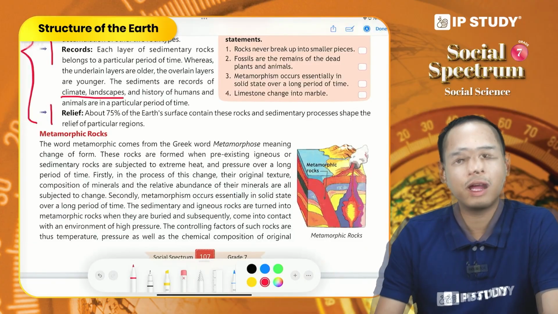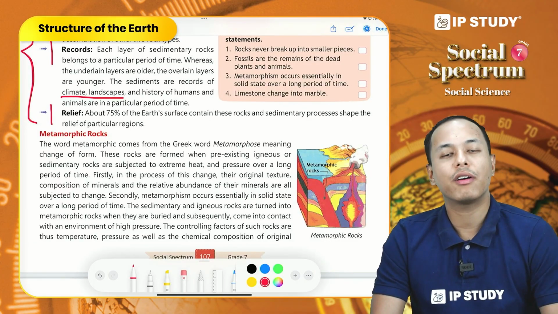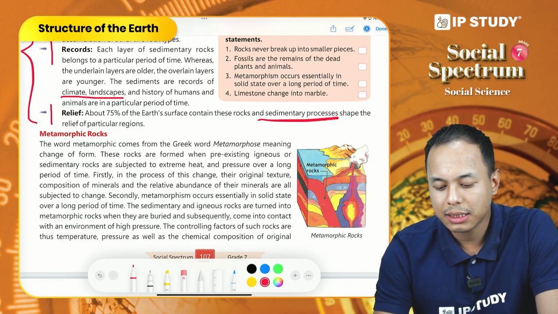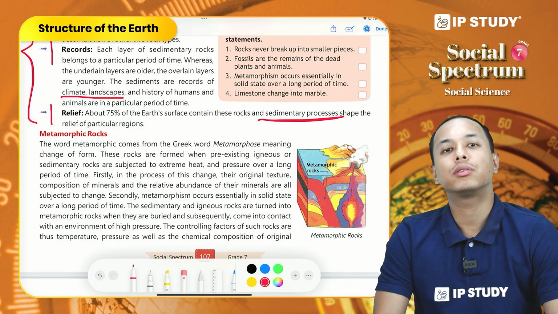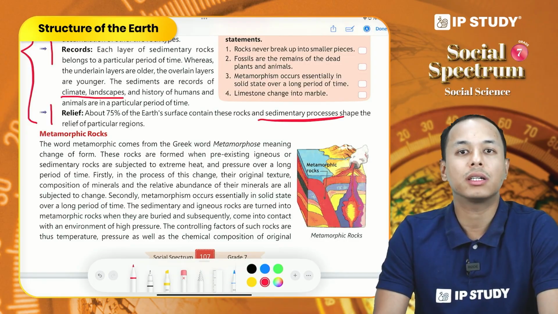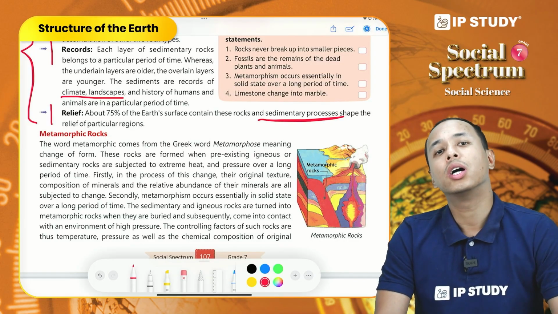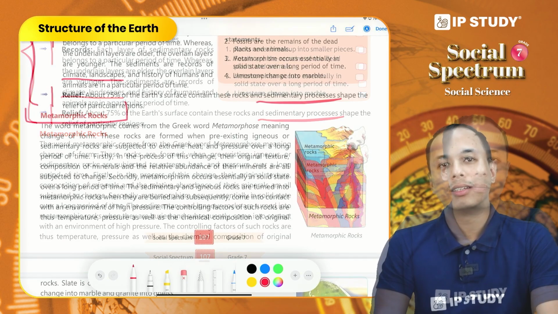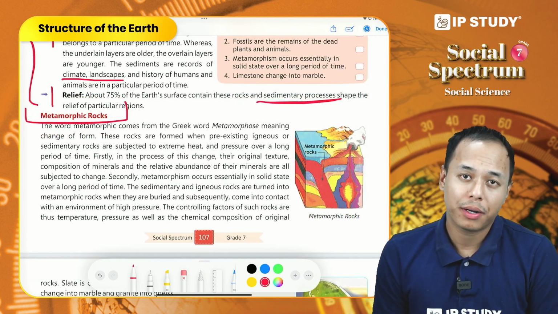Now relief, as I have already discussed, 75% of Earth's surface is covered by this rock, and this sedimentary process helps in change of different relief because weathering and erosion help change the different features of the Earth's surface. So now let us discuss metamorphic rocks.